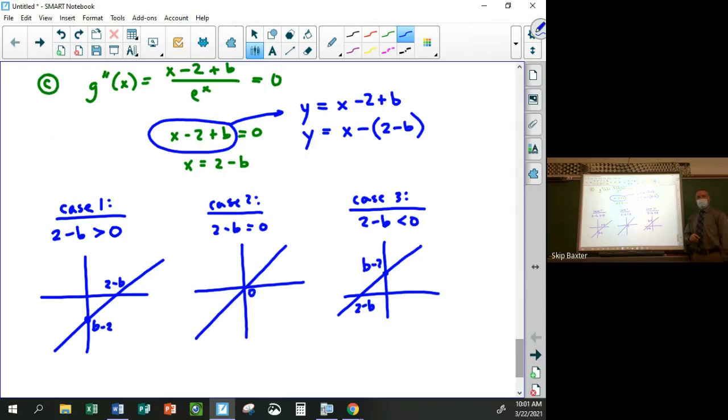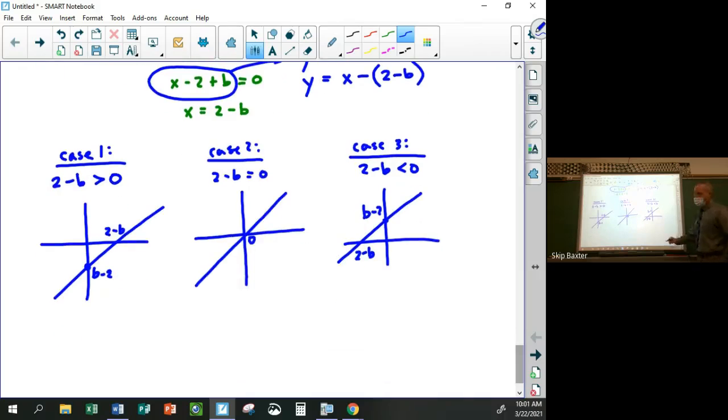Am I confusing anyone? I'm just taking an equation of a line, and I'm just looking at what if this is positive, what if this is negative, and what if it's 0. If it's positive, then it's x minus something, so it's this situation. If it's negative, then it's this situation, and if it's 0, then it's that situation.